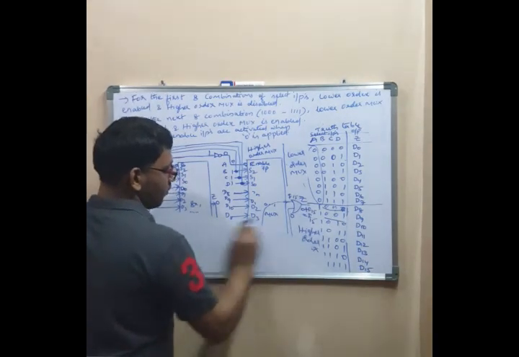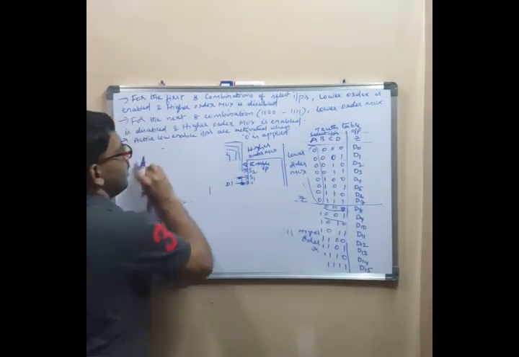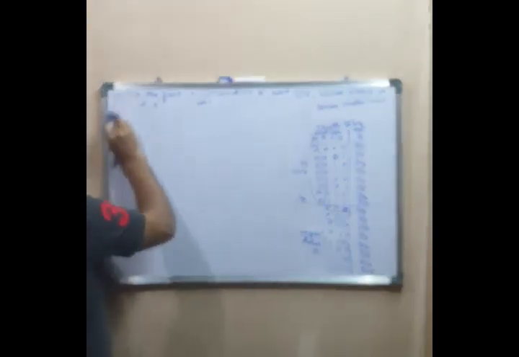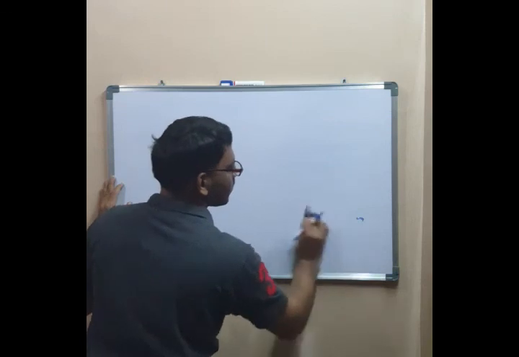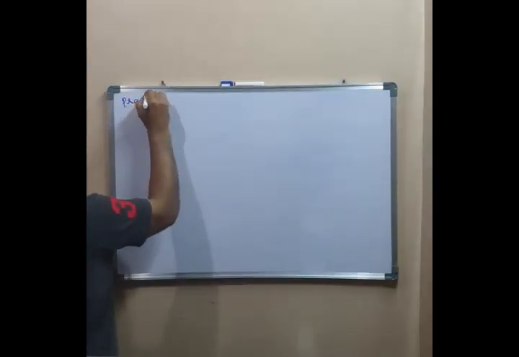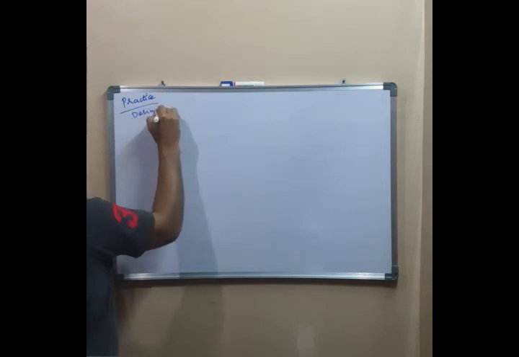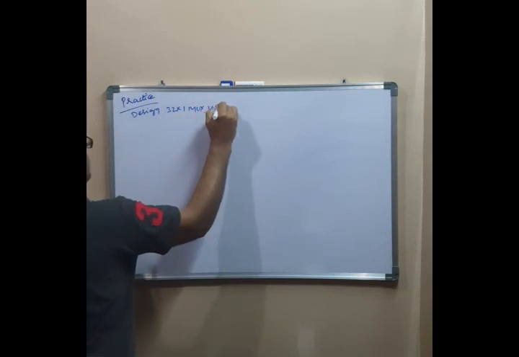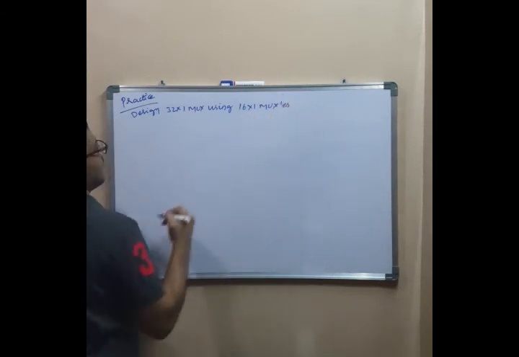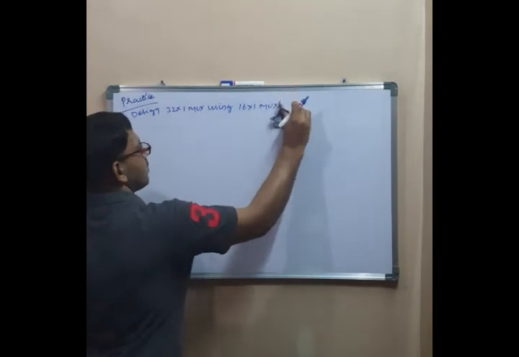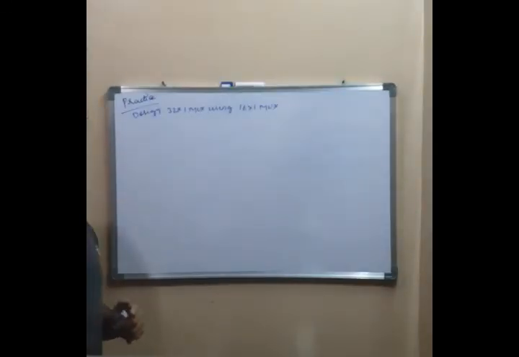So next one, for your practice problem, design a 32 into 1 mux using 16 into 1 multiplexers, or simply 16 into 1 mux. So here also a 32 into 1 mux has 32 data inputs and 5 select inputs. Based on the combination of 5 select inputs, the corresponding data input is routed to the output, right?